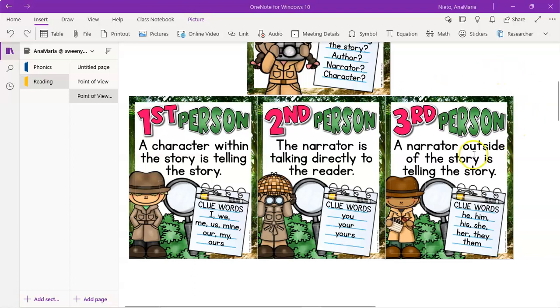And then third person is a narrator outside of the story is telling the story. So the narrator is telling you the story. So they're going to use clue words like he, him, his. So they're talking about the character in the story. He, him, his, she, her, they, them. They can also use the actual character's name. Okay, so let's look at some examples.